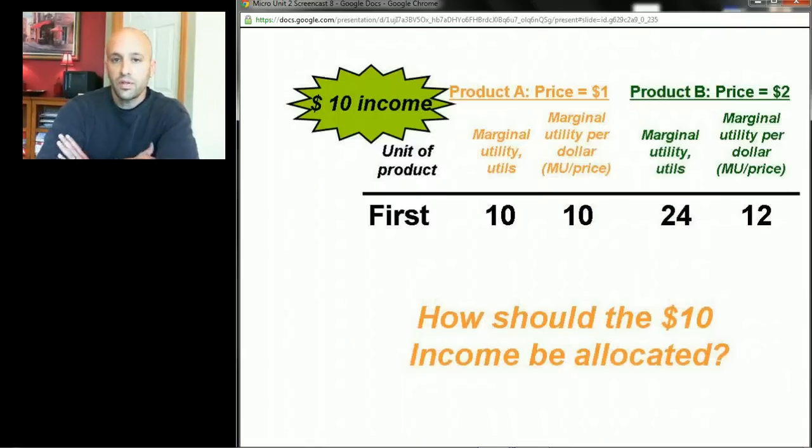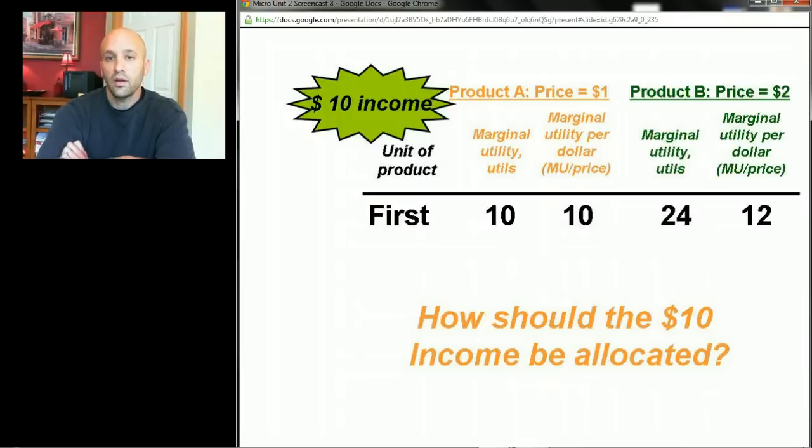So what we're going to do here is set up a little table. In the first column, I have units of the product, first, second, third, etc. In the second column, I have the marginal utility for product A. If Merrill buys the first unit of product A, he's going to get 10 additional utils worth of happiness. In the third column, I have marginal utility per dollar. I'm taking that number 10 and dividing it by the price of product A, which again was $1, which gives me 10 divided by 1, or 10.